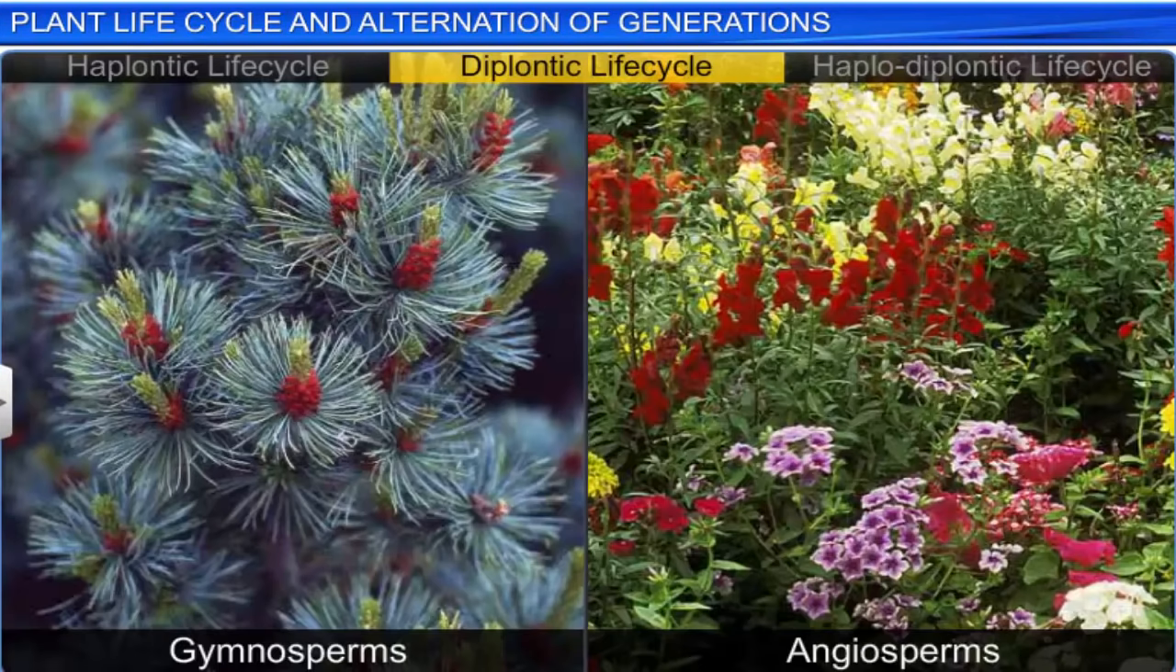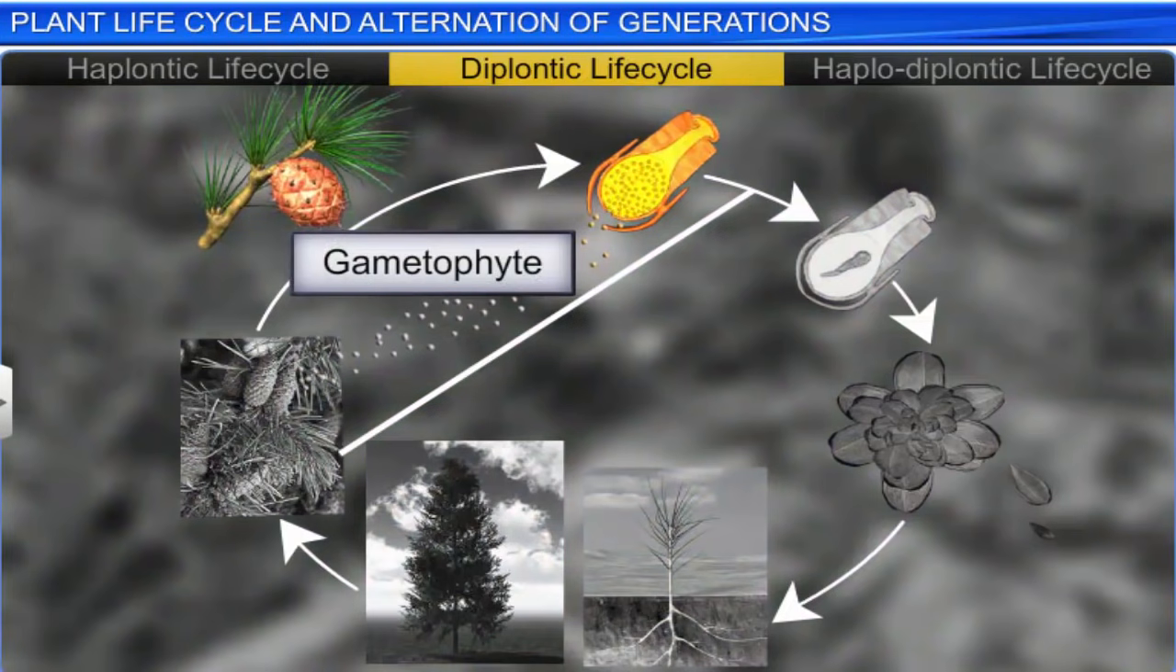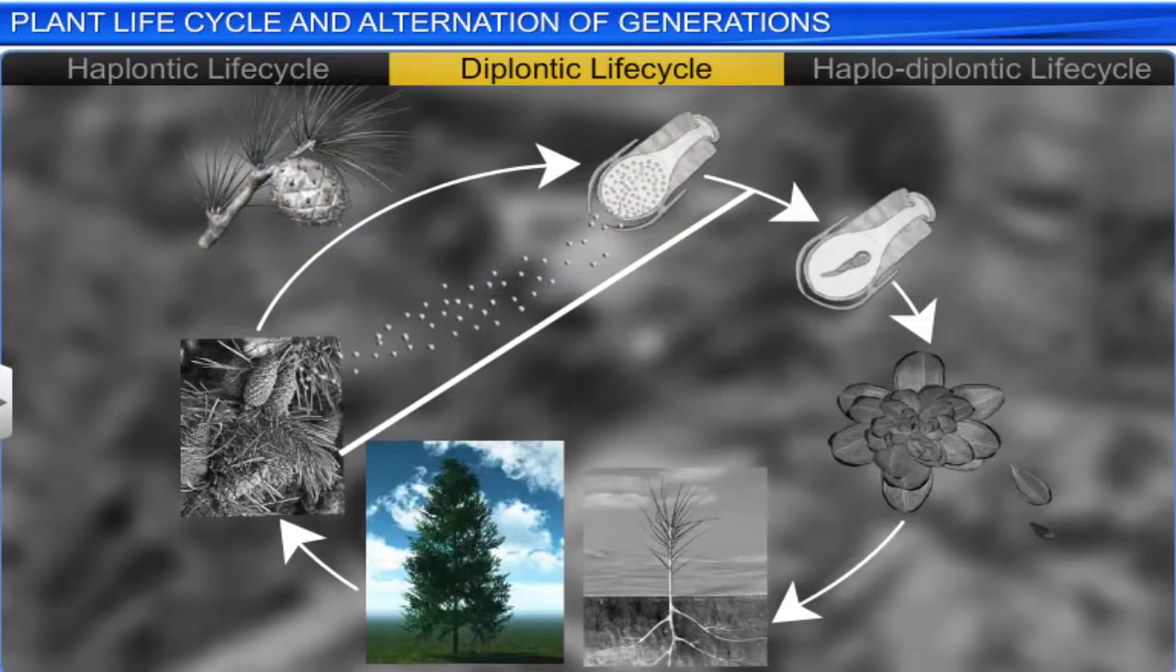In the diplontic life cycle, observed in Gymnosperms and Angiosperms, the gametophytic generation is represented by a single or a few-celled gametophyte. On the other hand, the dominant sporophytic generation is represented by a diploid, free-living and photosynthetic sporophyte.